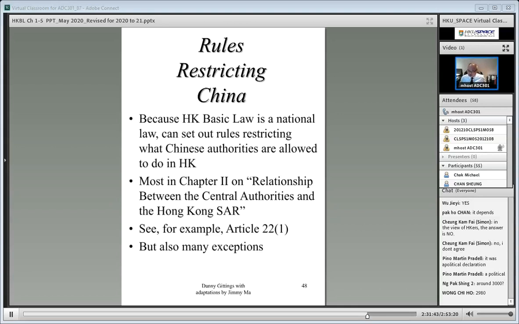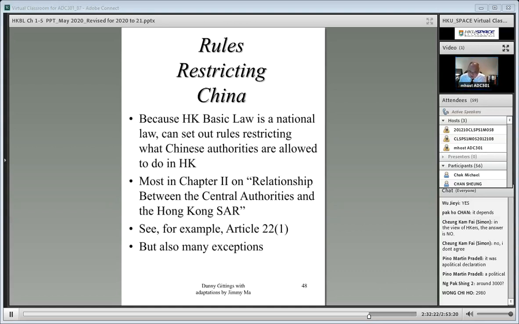Now, an interesting question. Since China is a sovereign state, can laws made by the NPC have a limiting or restricting effect on the PRC? Well, of course, we are talking about pure law. Of course they can. We can, by law, restrict Chinese authorities in what they do.